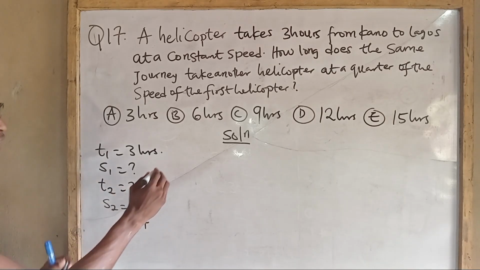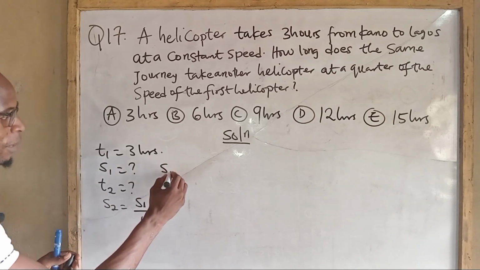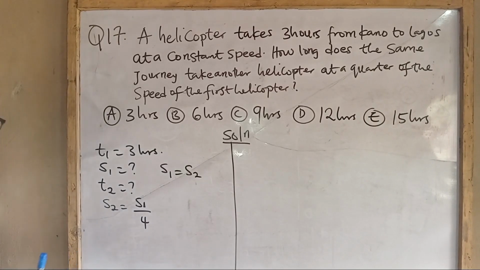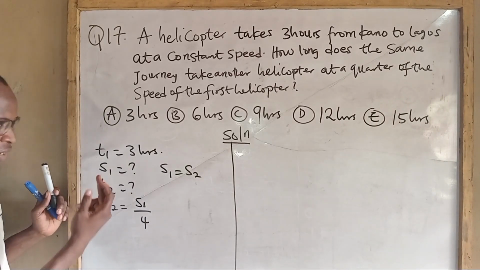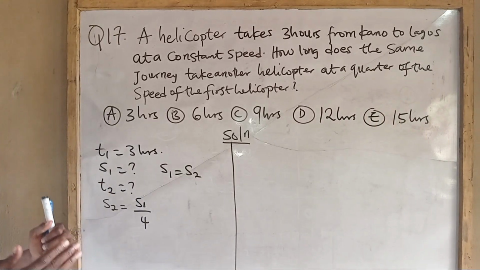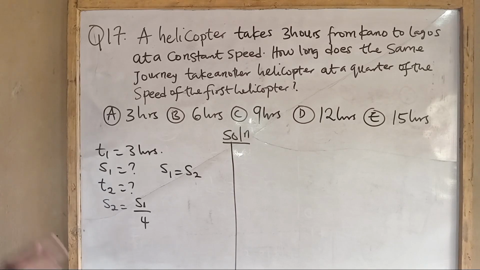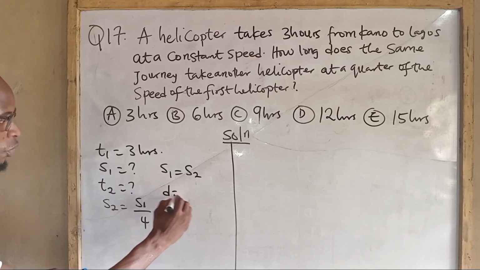But note something: since this is constant speed, that means S1 will be equal to what? S2. Okay, so note that. So I can either use S2 here or S1 here. They still mean the same thing, but I only want you guys to understand it very well. So something is missing here, which is what? Distance. So we need to get the distance first.